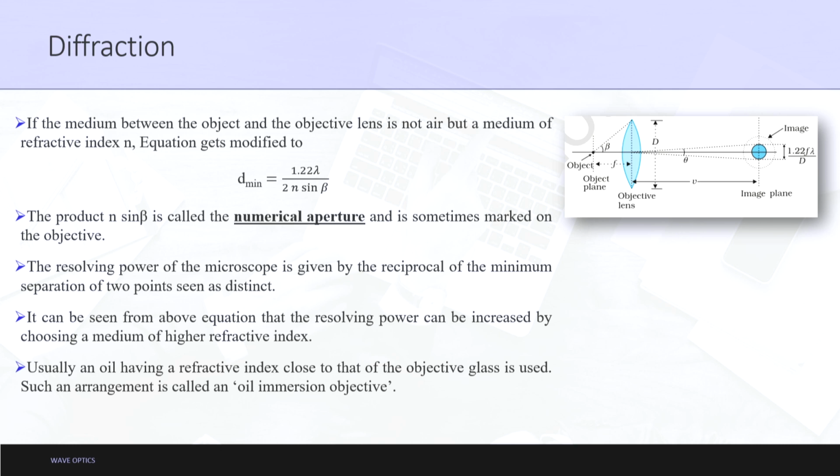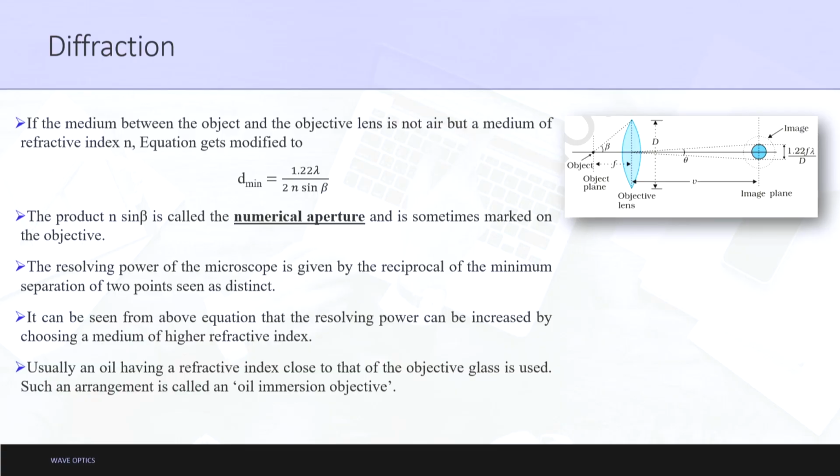So in general, air is the medium which surrounds the convex lens, but sometimes if air is not the medium, then for finding out the d minimum value for which the images are resolved, we will find that value equal to 1.22 lambda upon 2n sin beta. So what is n here? n is nothing but the refractive index of the medium. Therefore, we got that n sin beta is equal to numerical aperture. So please remember this formula, this definition, that it is equal to n sin beta.